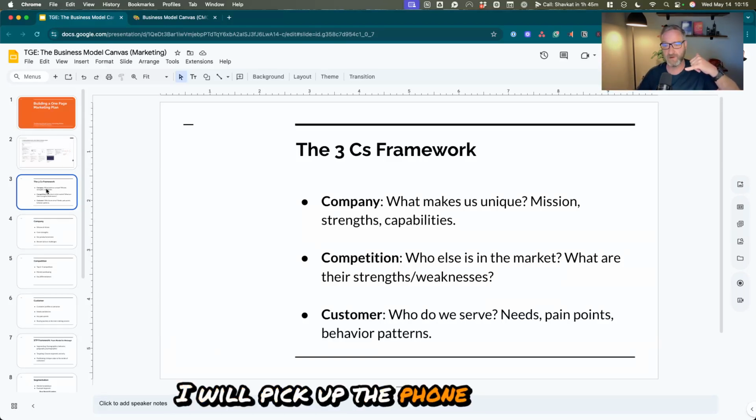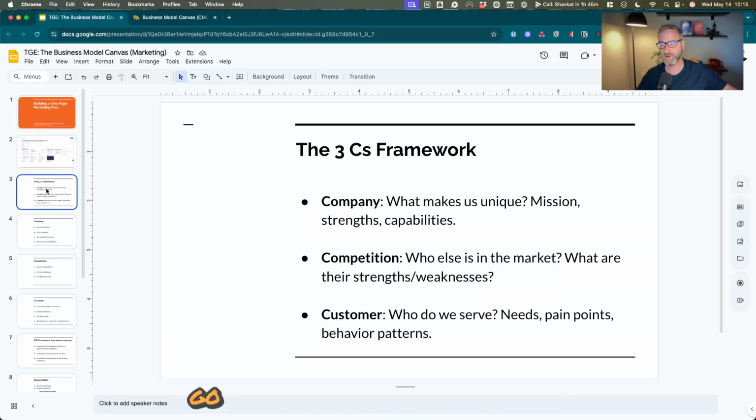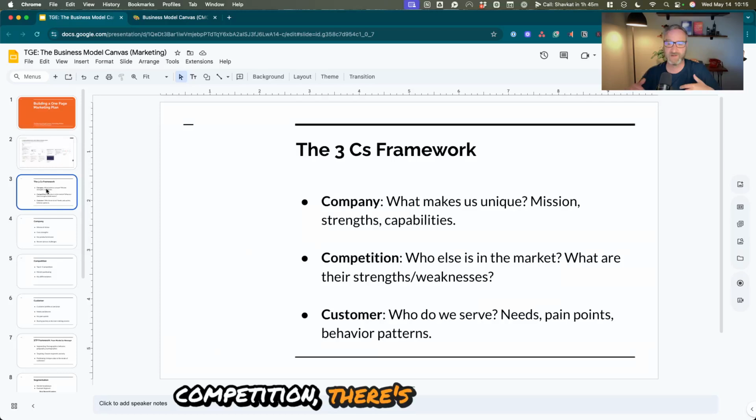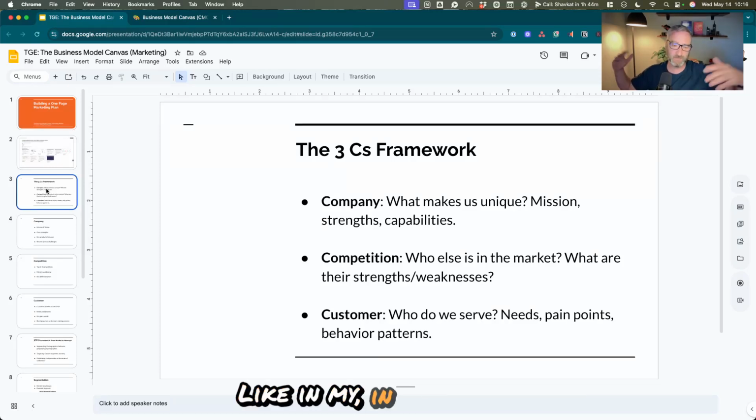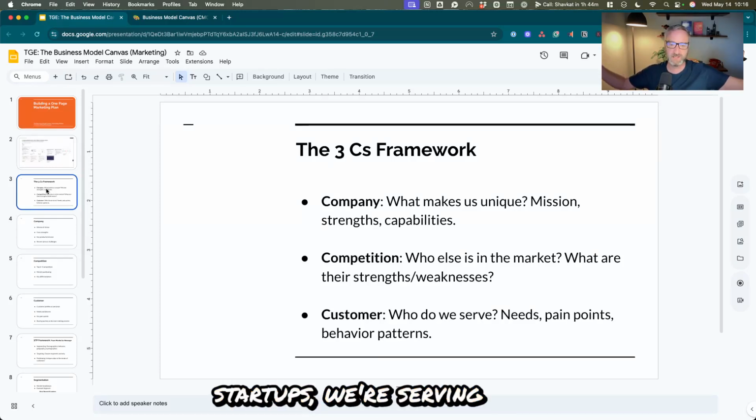I will pick up the phone and call a competitor and say, hey, let's go have dinner and get to know each other. Because here's my view of competition: there's enough to go around. Like in one of my startups, we're serving nonprofits, for example. There's 2 million startup or nonprofits.